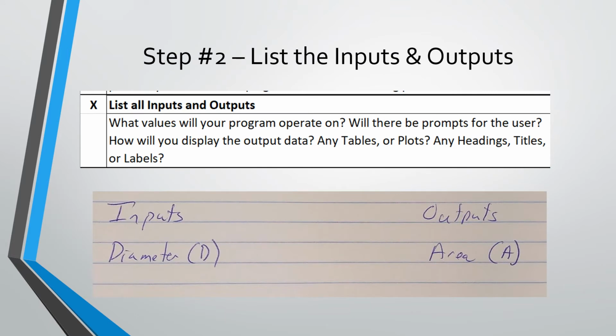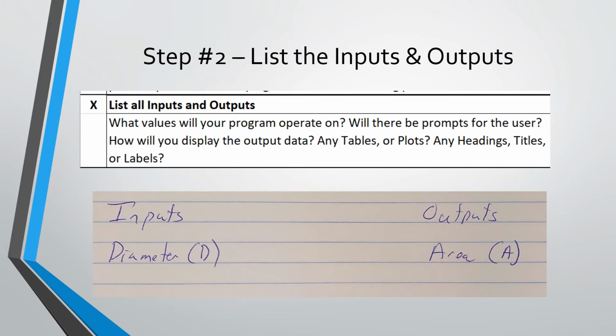Step 2 is essentially listing all your inputs and outputs. Again, good practice to just come up with a list of what's going into the program, what's coming out. So the way I see it, we've got only one input in this particular case. We've got a diameter. I'm defining it by the letter D.